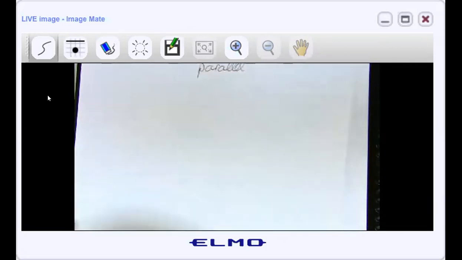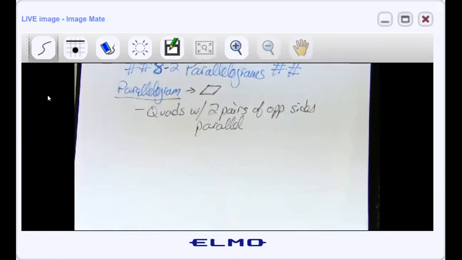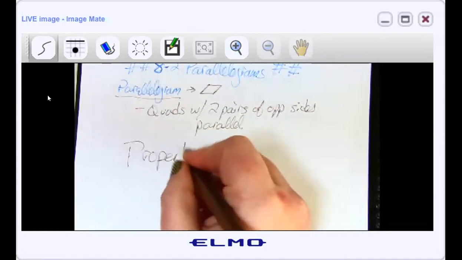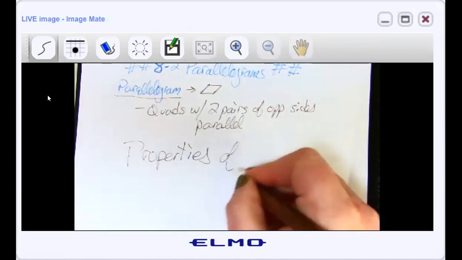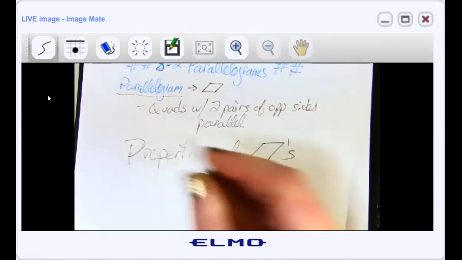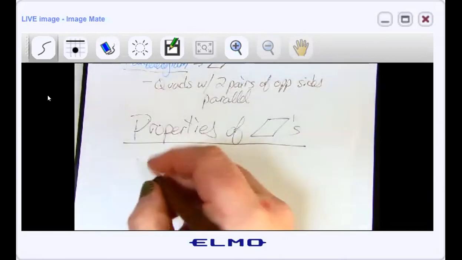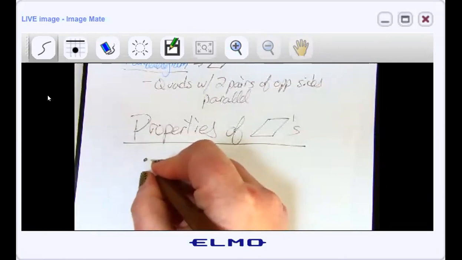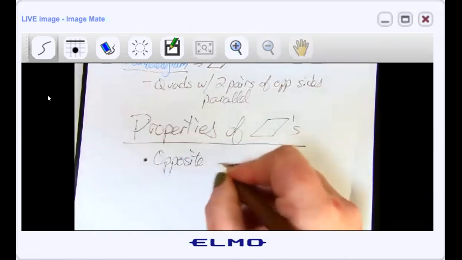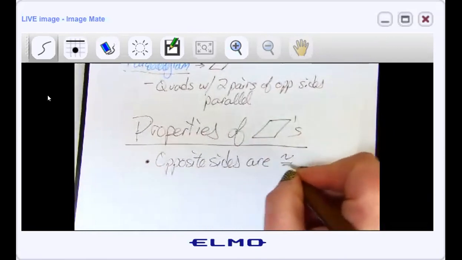So we're going to make a list here. Properties of parallelograms. The first one that we just discussed was that opposite sides are congruent.